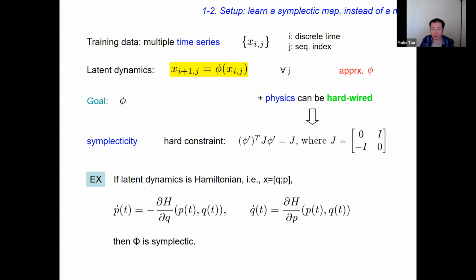So that's what we learn from the data. It's an approximation of phi in the sense that it's not exactly phi. You still have function approximation error of a neural network, but nevertheless, you have no error in symplecticity. What you have learned is going to be exactly symplectic, and this helps us obtain better long-time accuracy of the prediction.